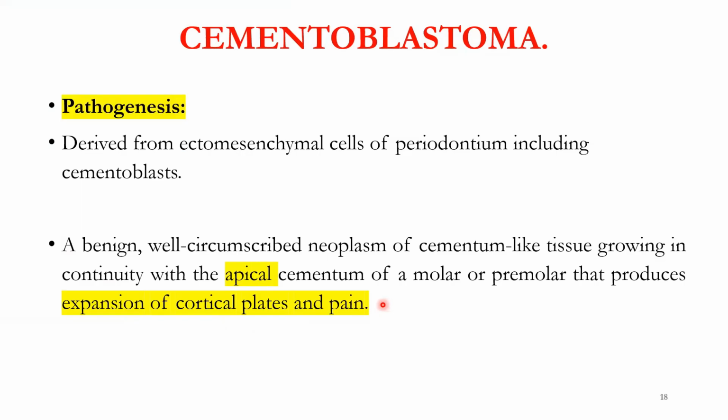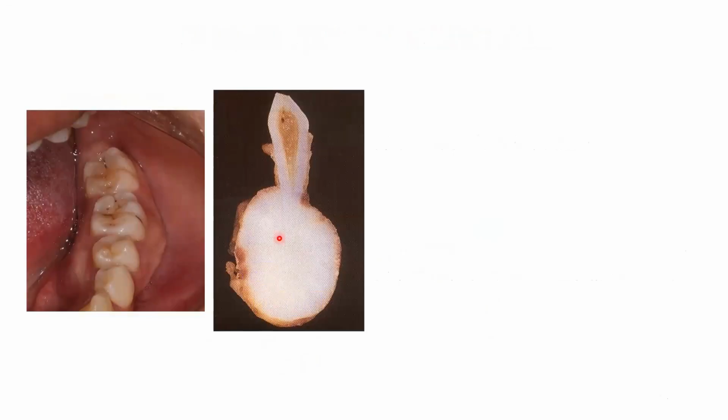That is the reason why you need to know the definition. It need not be word by word, because these days nobody asks you or expects you to know a word by word definition of so many oral pathologies. I think it's just impossible, but you need to know what it is, the basic terminologies which are important, like it is benign, it is well circumscribed, and where is the location? It is in the apical cementum of a premolar or a molar, and the clinical picture is expansion of cortical plates and pain. So like I said, it is attached to the epiphysis of a premolar here.